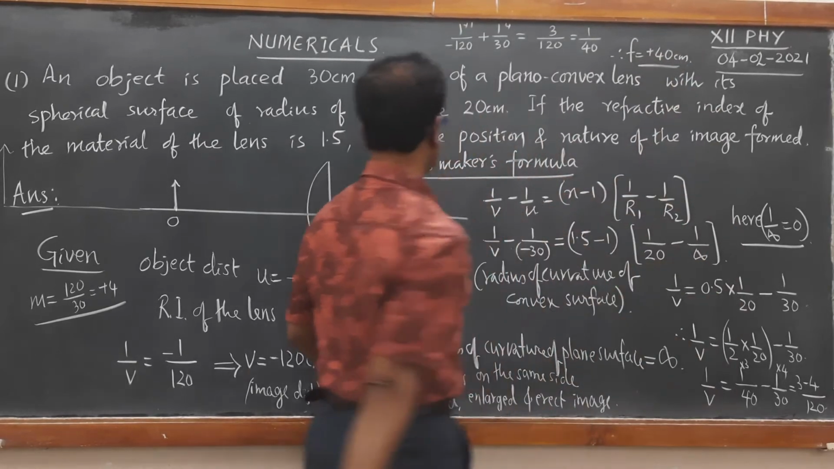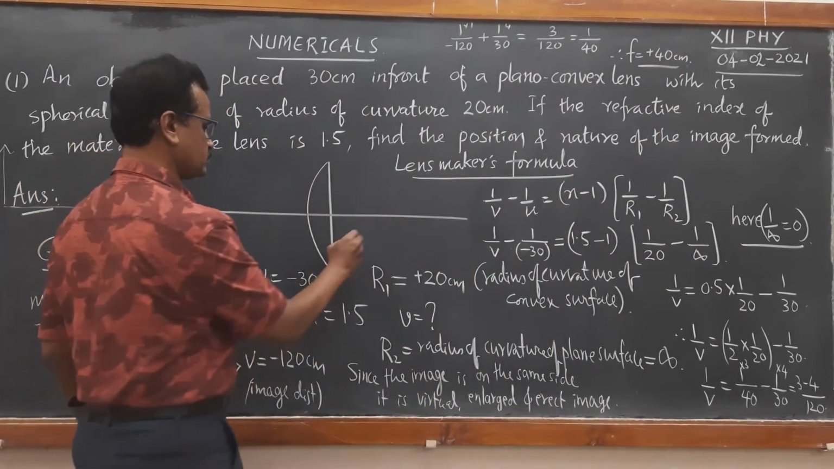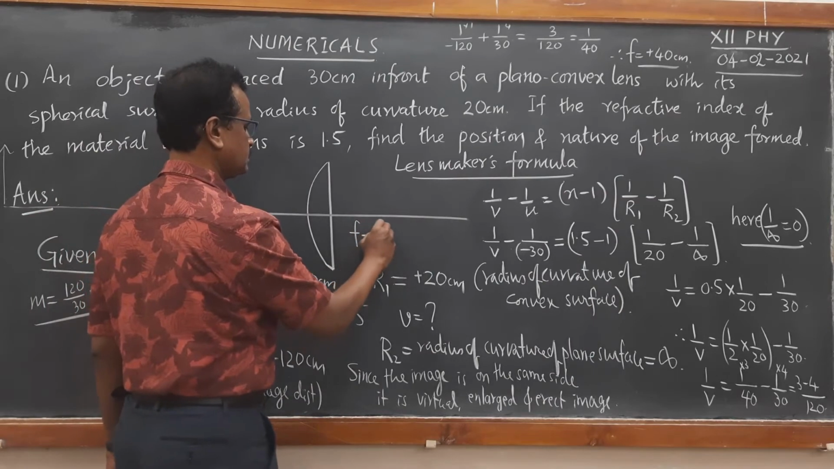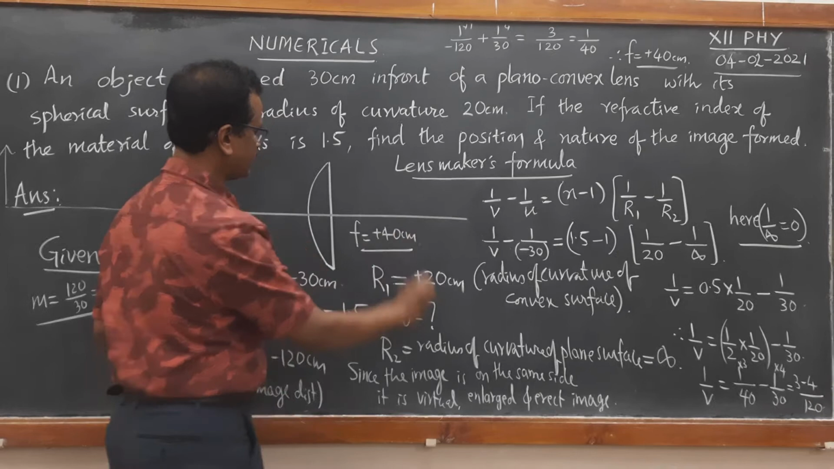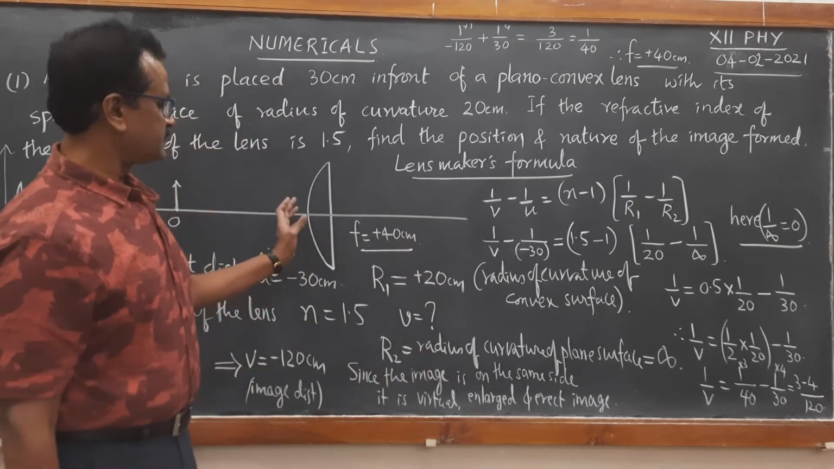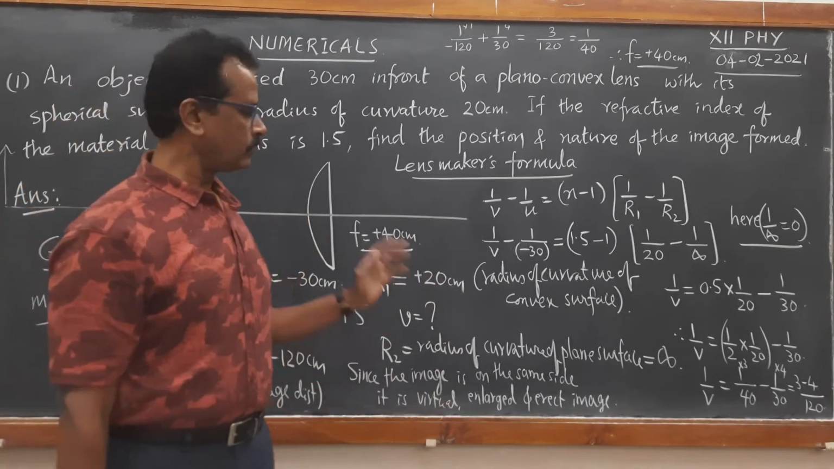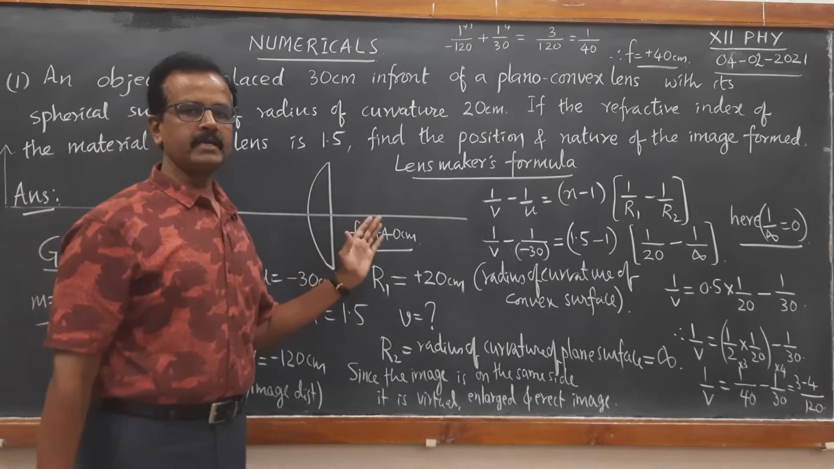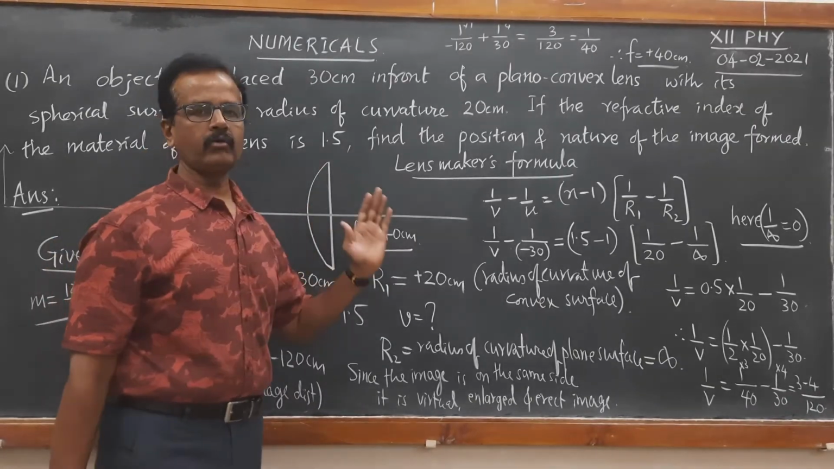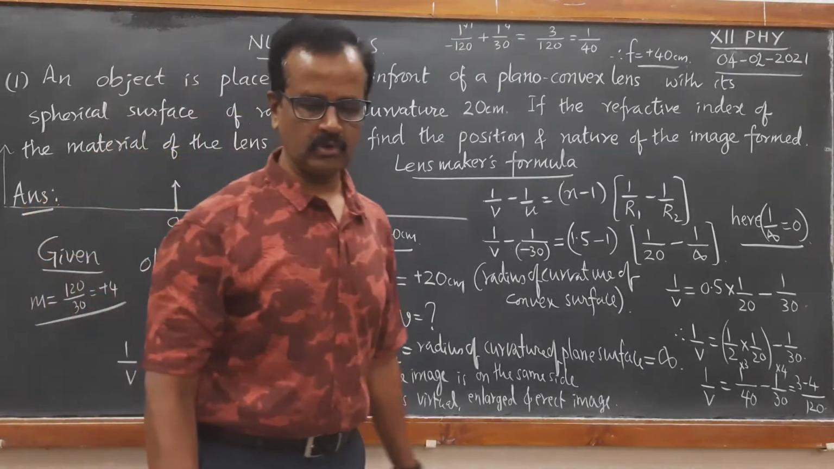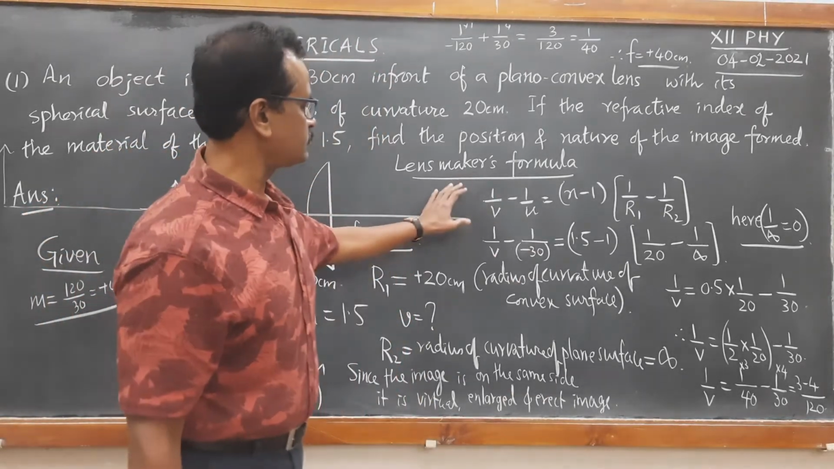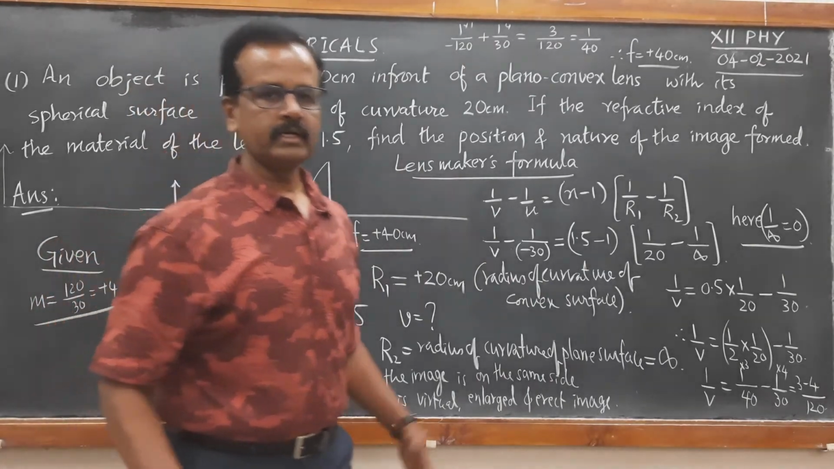So the focal length of this plano-convex lens is also found out. It is plus 40 centimeter. So it acts as a convex lens. Although one side has a plane surface, it acts as a convex lens of focal length 40 centimeter. This is how we need to solve by using the lens maker's formula. Now let us see another problem.